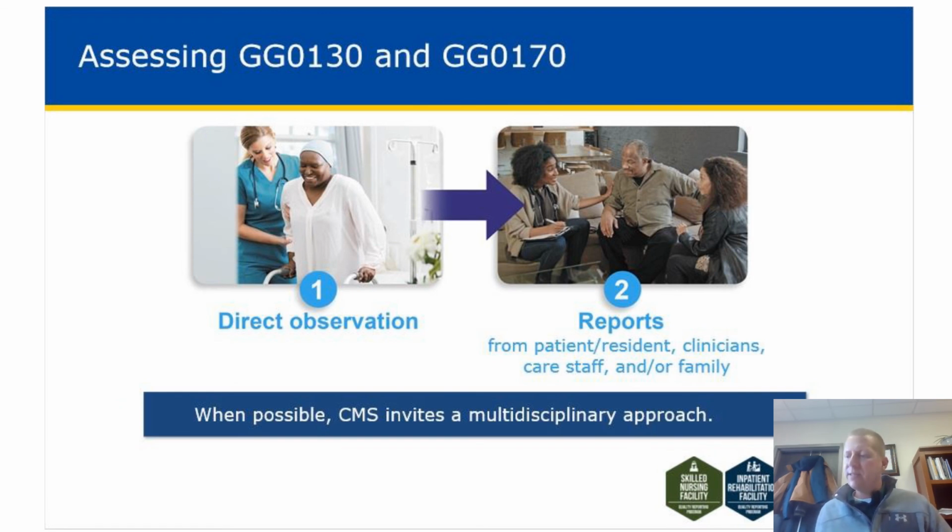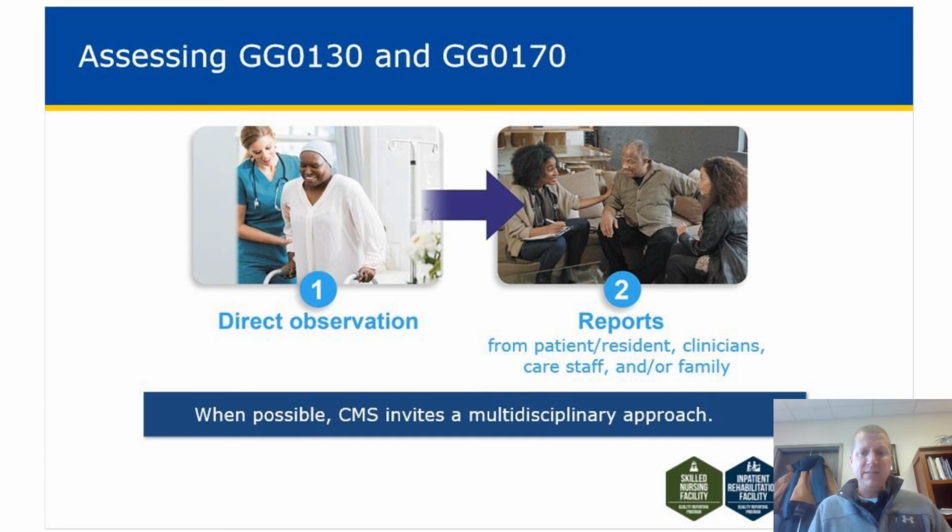So this is assessing self-care and assessing mobility. And so each of these codes, section GG 0130 is self-care, GG 0170 is mobility. And so for both of these areas, when possible, the Center for Medicare says use a multidisciplinary approach. So have nurses contribute to these scores by what direct observations they have with their patients.